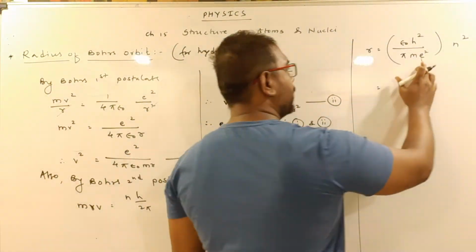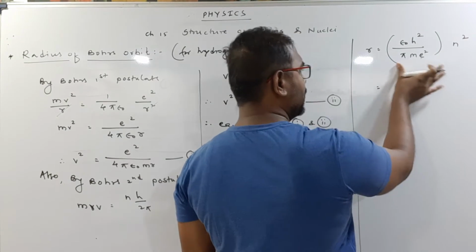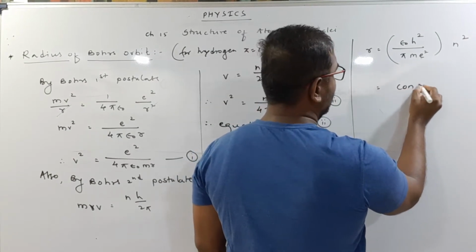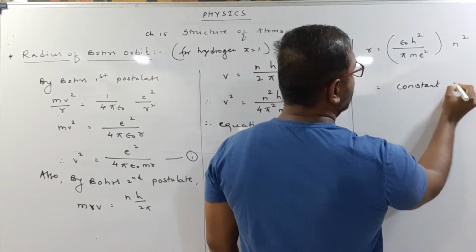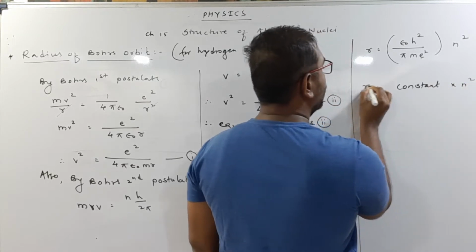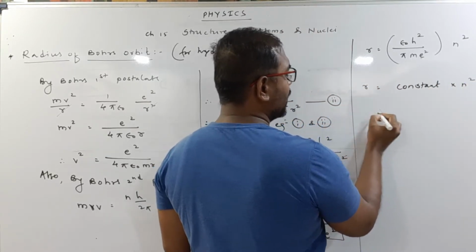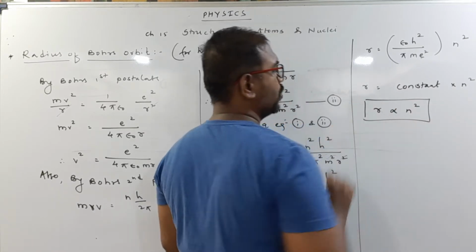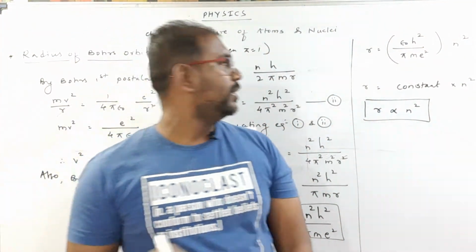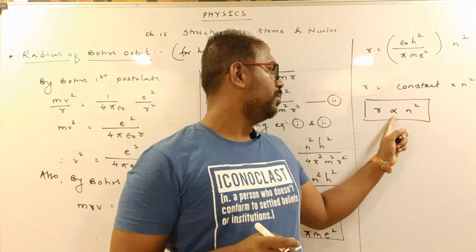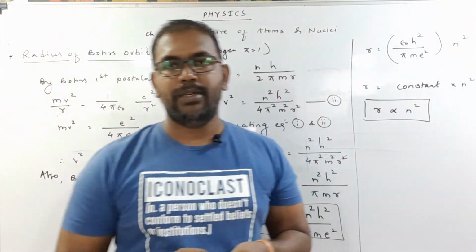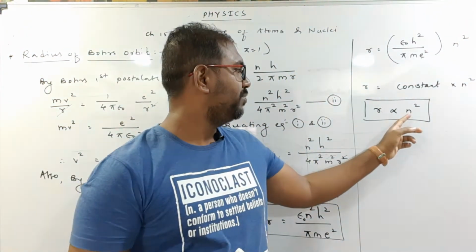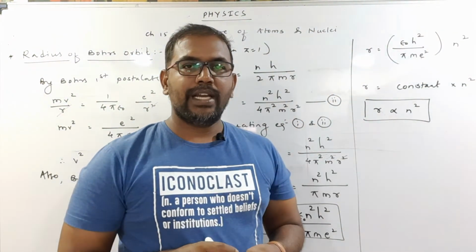If I substitute everything, this is a constant, which I write here. So I can write a constant multiplied by n square. So we get this formula. Or we can write here r proportional to n square. So r is the radius of Bohr's orbit, proportional to n square, where n is the principal quantum number or number of orbit. So we can write the conclusion.